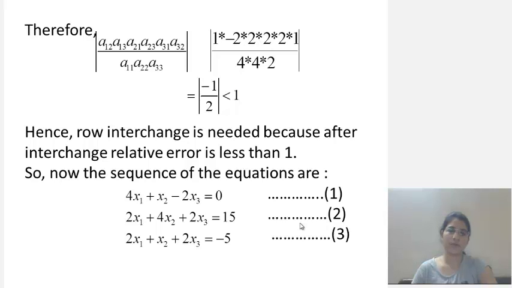The sequence of the equations is 4x1 plus x2 minus 2x3 equal to 0. This is our first equation. 2x1 plus 4x2 plus 2x3 equal to 15. This is our second equation. And 2x1 plus x2 plus 2x3 equal to minus 5 is our third equation.